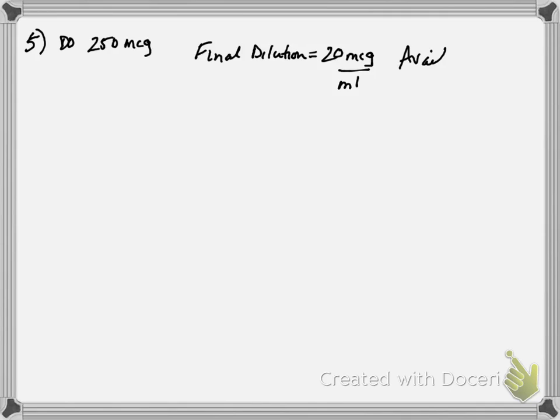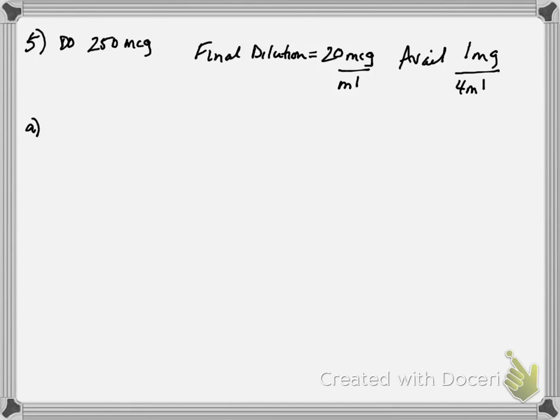Let's take a look now at the final problem on that packet, and it says that the doctor's order is 250 mcgs of drug IV. Final dilution is 20 mcgs per ml. On hand, so what am I available? On hand are vials with 1 mg. Directions say to add 4 mLs of diluent. So my available is 1 mg per 4 mLs.